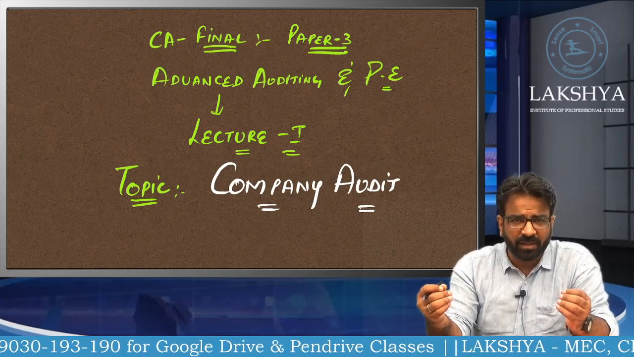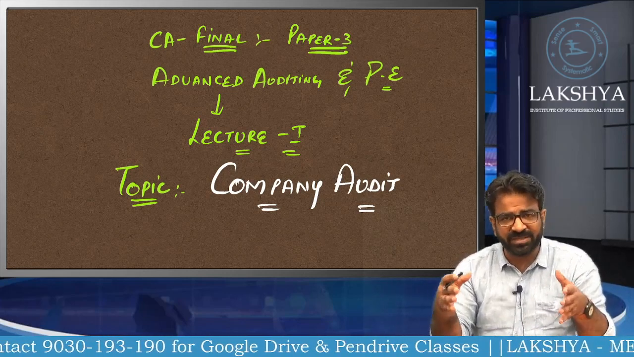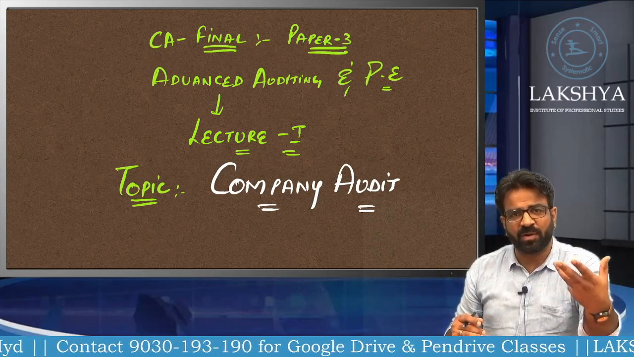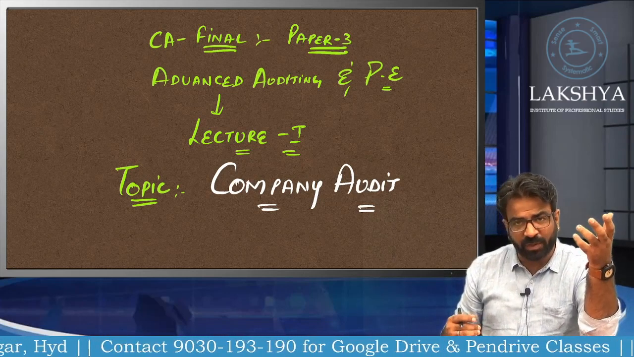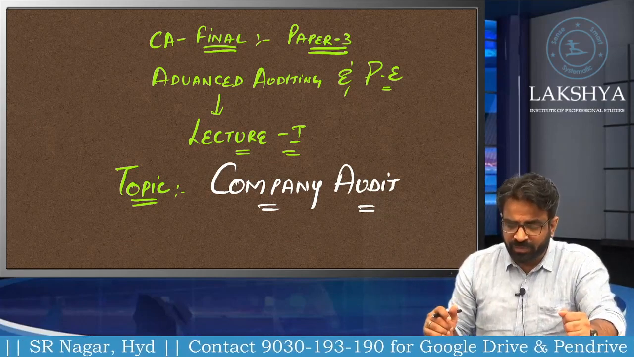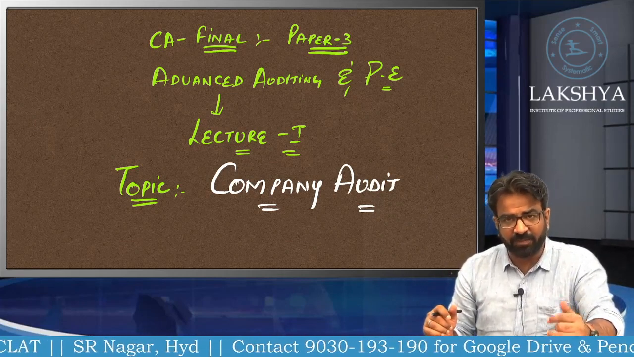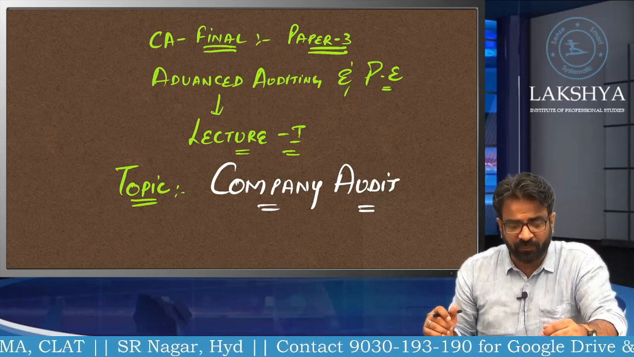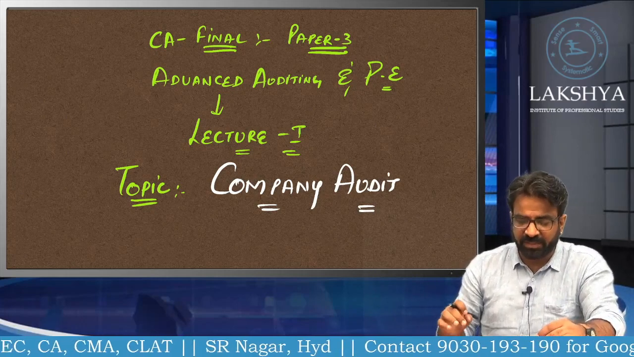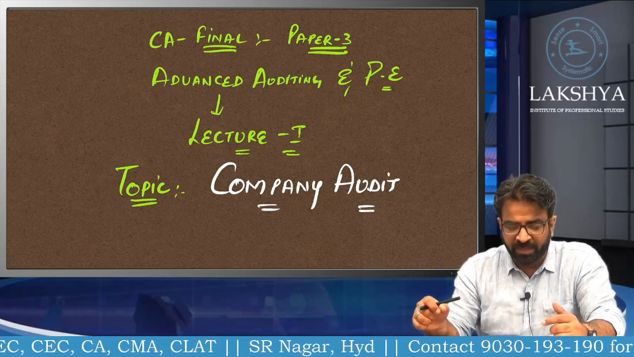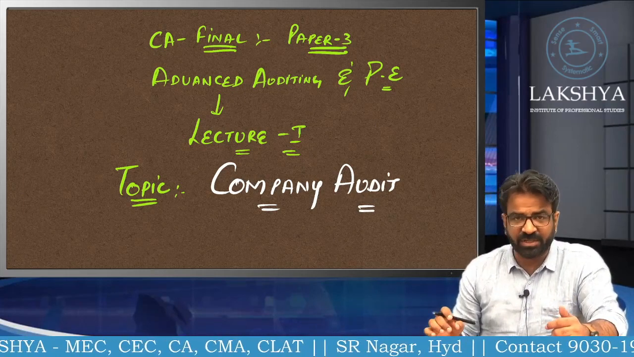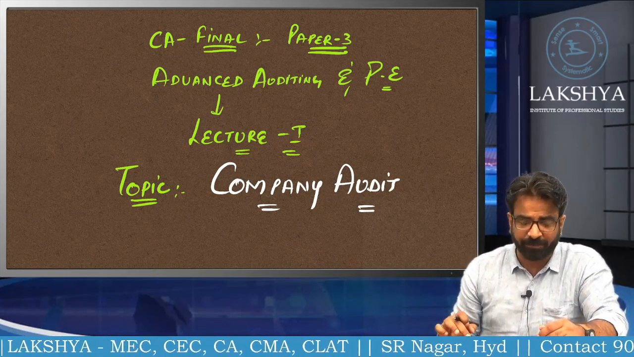You can say rather 100% of the portion is same, but yes, when it comes to CA Final, as the name suggests that it is advanced auditing, we have to complete this topic called company audit in a more advanced manner, right? So without wasting our time, let us start with lecture number 1 for CA Final Paper 3, Advanced Auditing and Professional Ethics. In lecture number 1, we are going to talk about company audit.